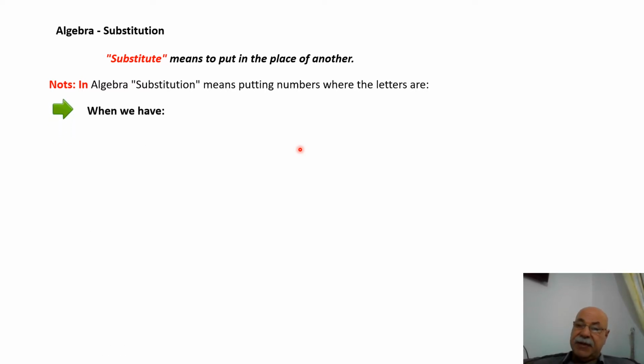You will see it now in this example. First thing, when we have x minus 2, here x is a variable. We don't know what it means; it always changes, depending on the equation.